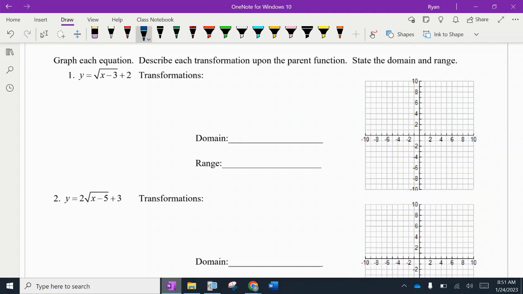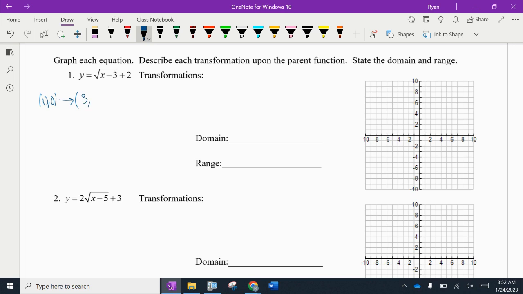All right, next page, number 1. Graph each equation. Describe each transformation. State the domain and range. Here is our equation. Because of this -3 that's underneath the square root sign, it's going to take our vertex, that starting point, that launch point from 0, 0, and shift it right by 3. Whatever the plus or minus is right next to that function, right inside the square root, it's impacting the x, and we do the opposite of it.